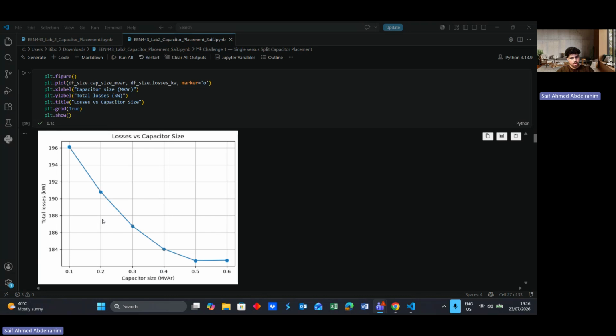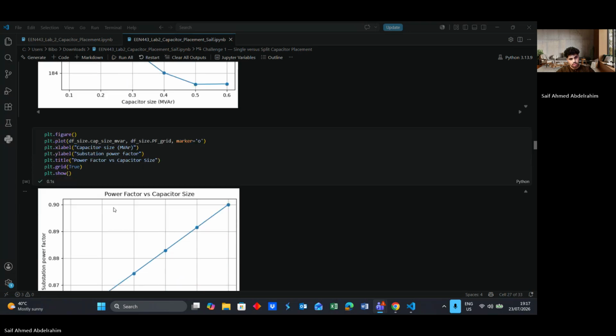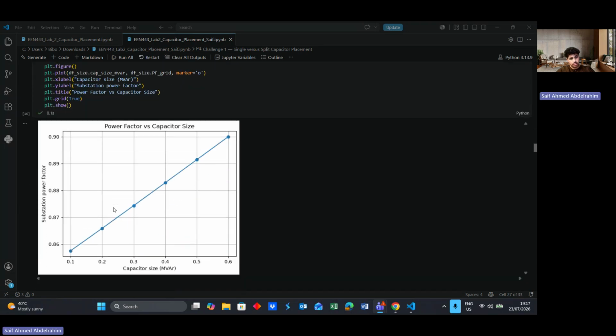This graph shows the relationship between capacitor size and feeder losses. The losses reached their minimum value of approximately 182 kilowatts with a 0.5 MVAR capacitor. At 0.6 MVAR, the losses increased slightly to approximately 182.72 kilowatts. Therefore, 0.5 MVAR was the best tested size for loss reduction. In this graph, the power factor continued to improve with the capacitor size and reached approximately 0.9 with the 0.6 MVAR capacitor.